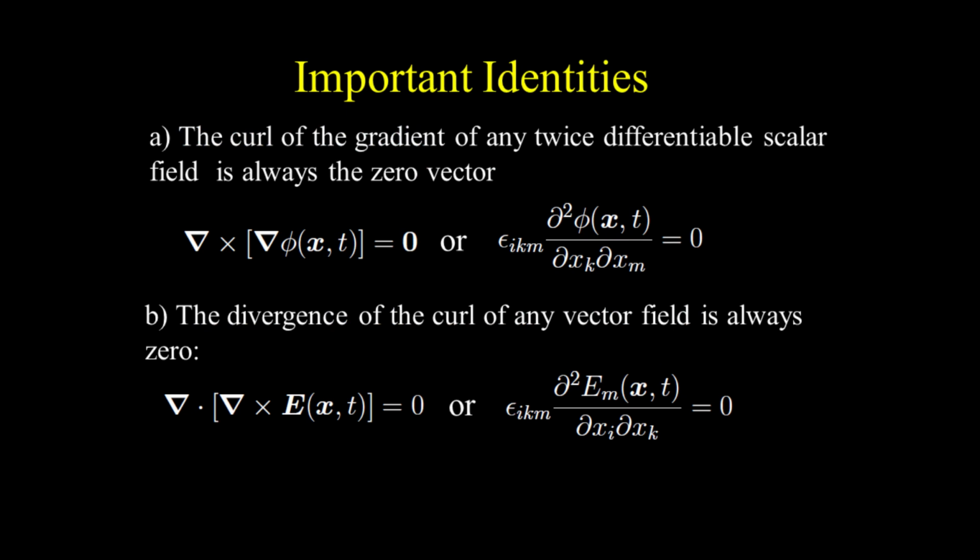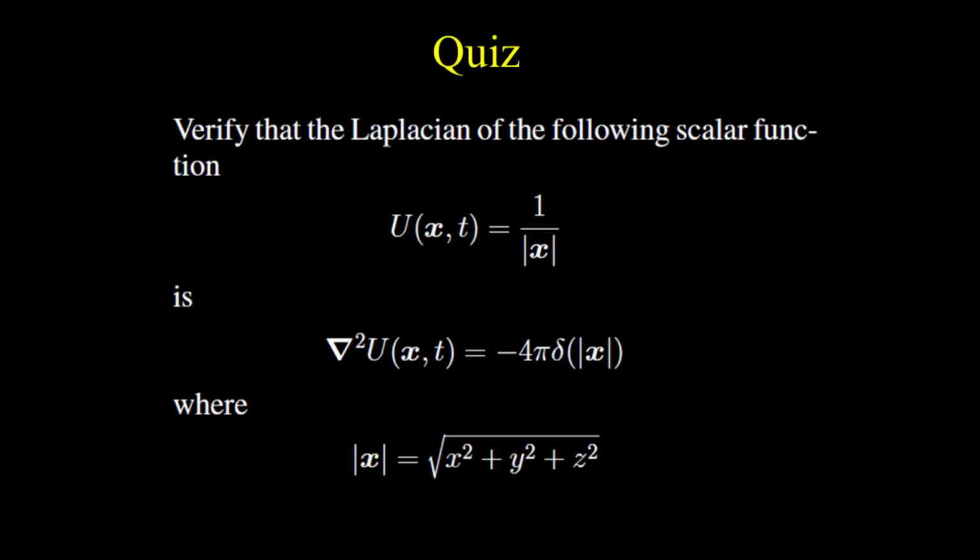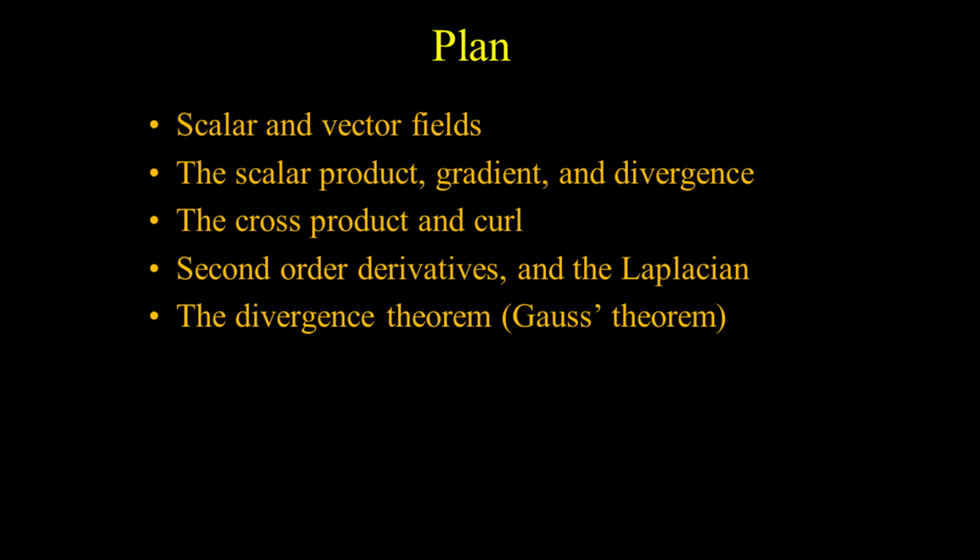Here is an identity that we will use again and again in these lectures. The curl of the gradient of any twice differentiable scalar field is always the zero vector. The divergence of the curl of any vector field is always 0. Here's a quiz. Verify the Laplacian of the following scalar function. Let's conclude this lecture by describing the Gauss and Stokes theorems.